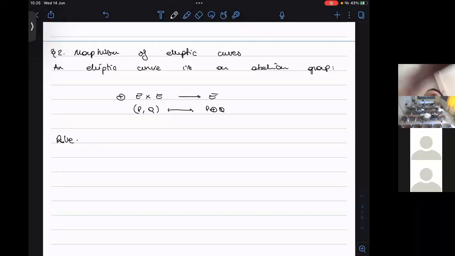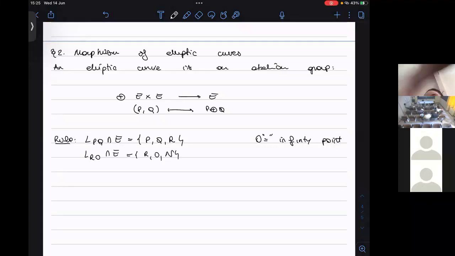You can take the line through P and Q, and if you intersect this line with the elliptic curve, since it is defined by a cubic equation, you find 3 points, P, Q, and R. If you consider the line through R and 0, where 0 in this case is the point at infinity with respect to the Weierstrass equation, again if you consider the intersection, you find 3 points, and the third is defined as the sum of P and Q.